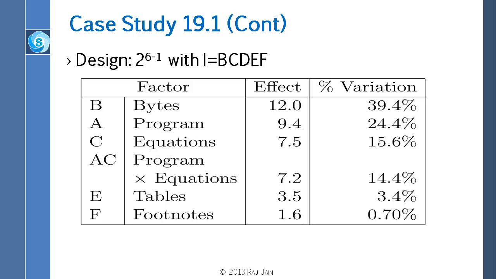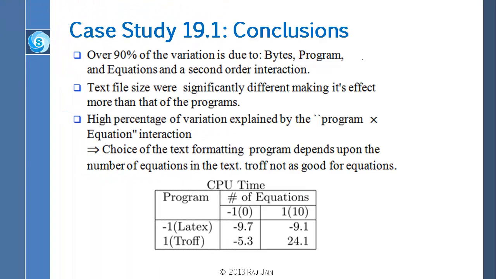So with this design, it is really interesting to find out that there are some factors that you can forget for the next phase, and there are some interactions that you cannot forget for the next phase. So over 90% of the variation is due to bytes, programs, and equations, and the second-order interaction. Those are the 3 things, and the second-order interaction. Text file sizes were significantly different, making its effects more than that of the programs.